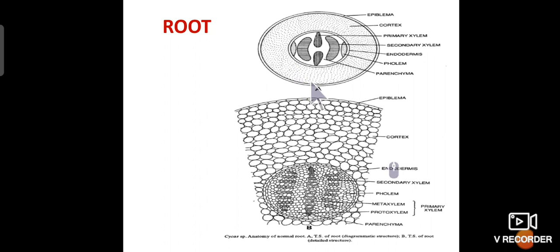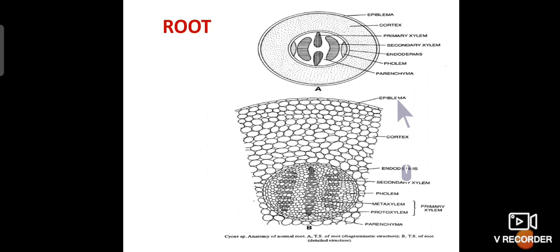The regions which we can see here, the first region, is the epidermis. When you take a look at the TS section, you have the outermost single-layered epidermis, which is referred to as the epiblemma. This epiblemma consists of thin-walled parenchymatous cells, that is, soft cellular tissue.